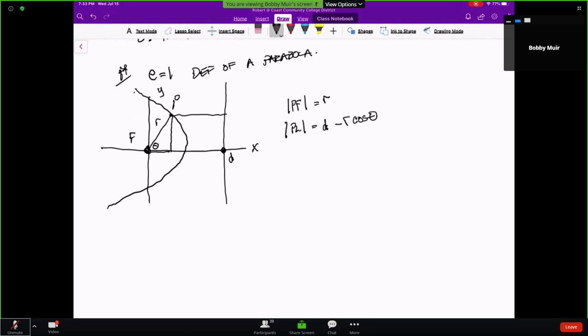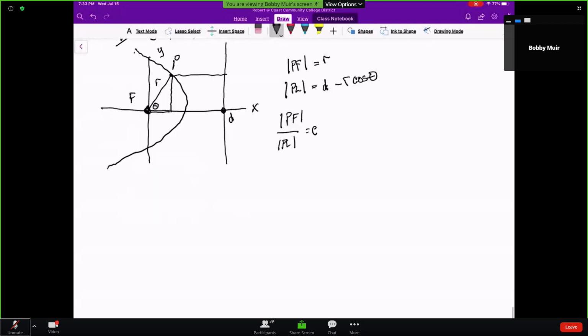Okay, then he does the division thing. He sets PF over PL to equal this eccentricity, and what he arrives at is this thing here, equals E times the D minus R cosine theta. Okay.